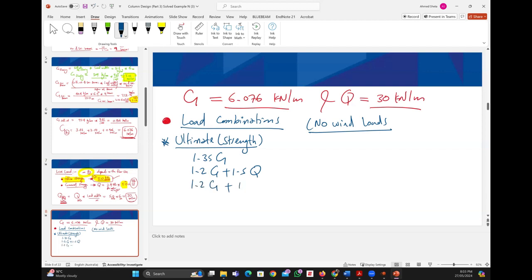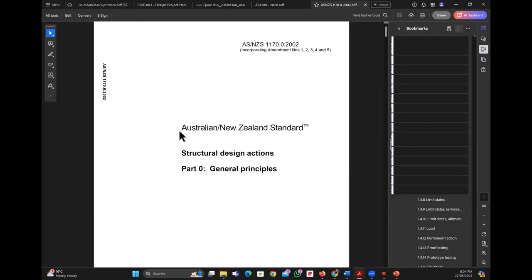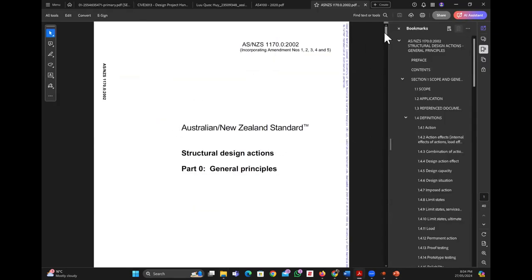1G plus 1.5 psi Q. Where do we get this from? We get this from AS 1170.0. Do you have any problem with this one? No. Okay, so let me open it to show you. I think you can see it now. Can you see the standard?